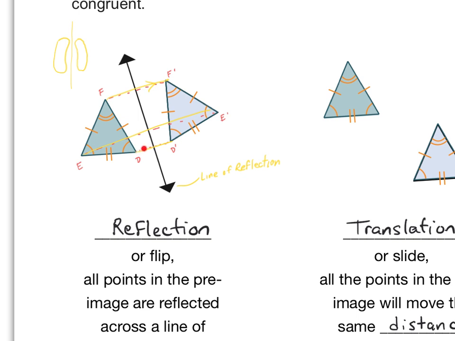D here was the closest point to the line of reflection. D prime is still the closest point to the line of reflection. So these things start to have characteristics that we can identify.